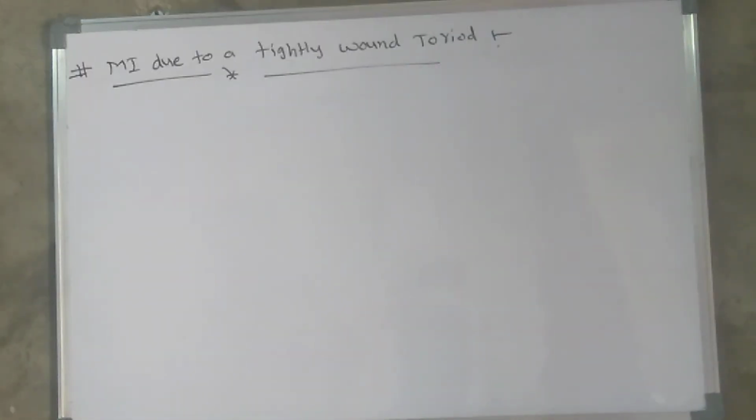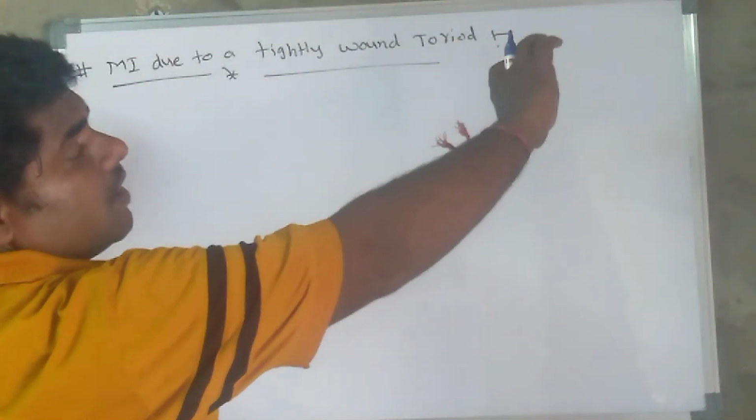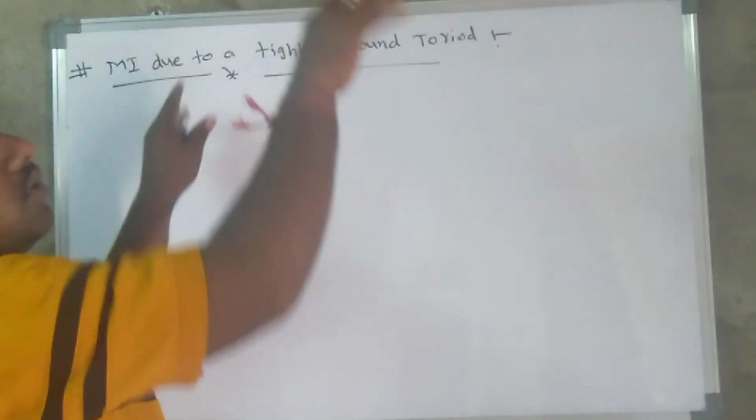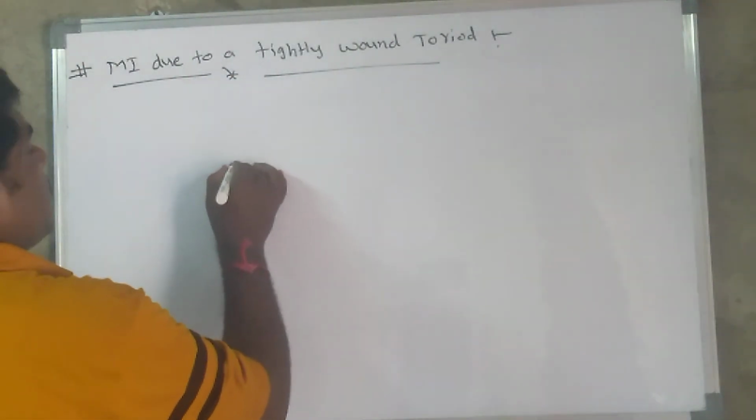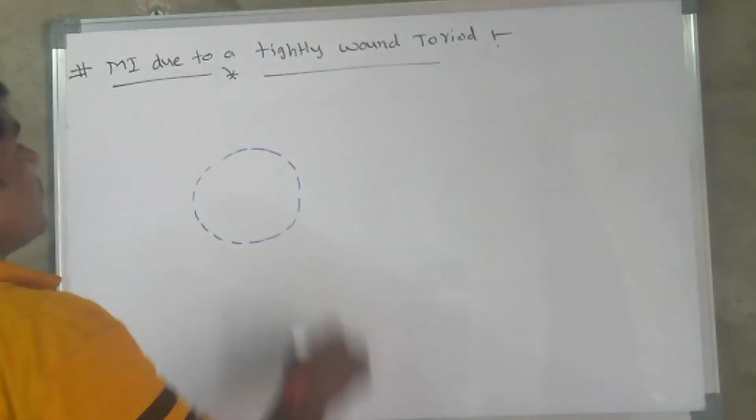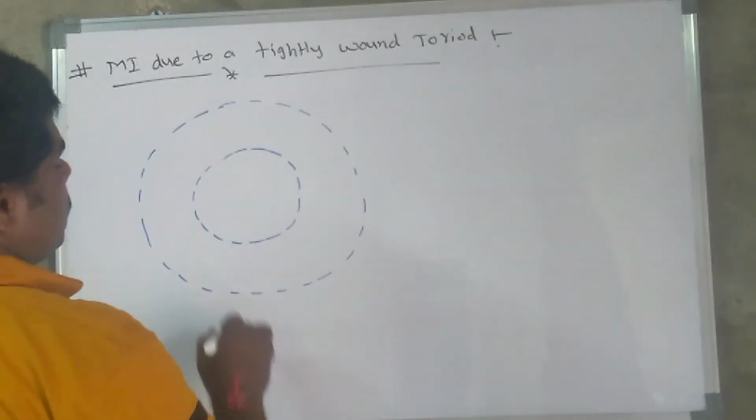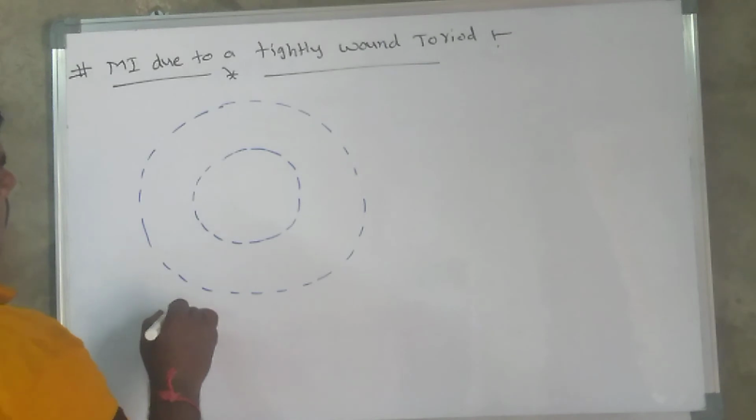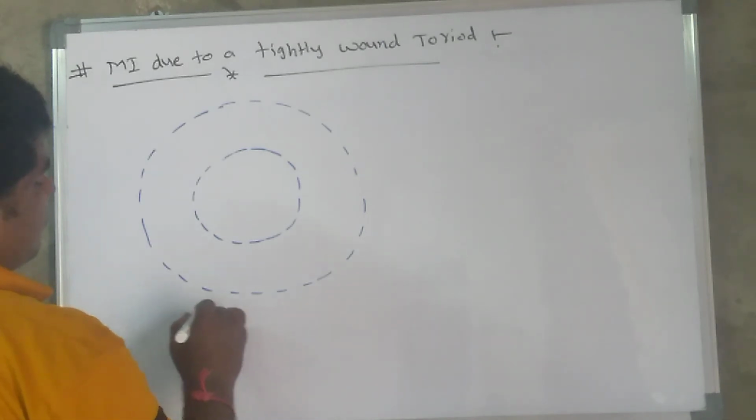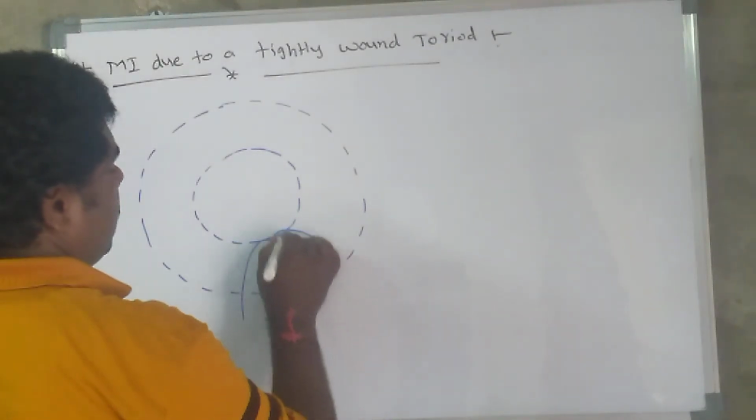Here is another very important application: magnetic induction due to a tightly wound toroid. Toroid is very important. A solenoid is nothing but a cylinder, while a toroid is simply that closed path. So let us consider this is the inside radius, and this is the outside radius. This one is very tightly wound like this.